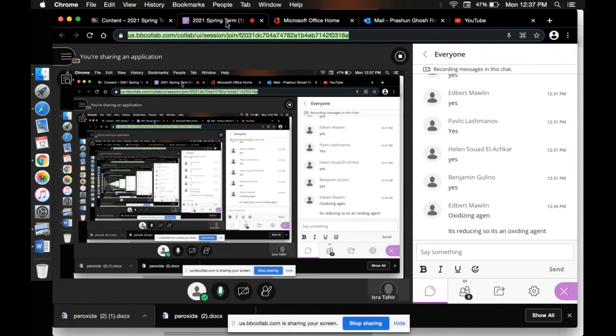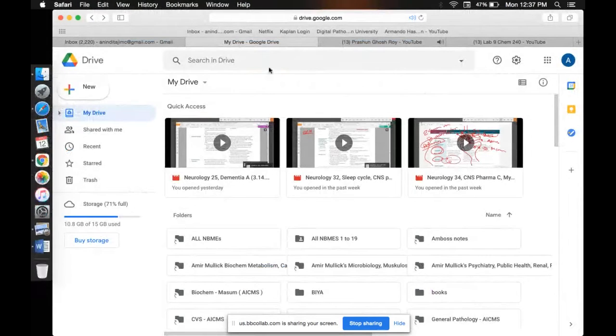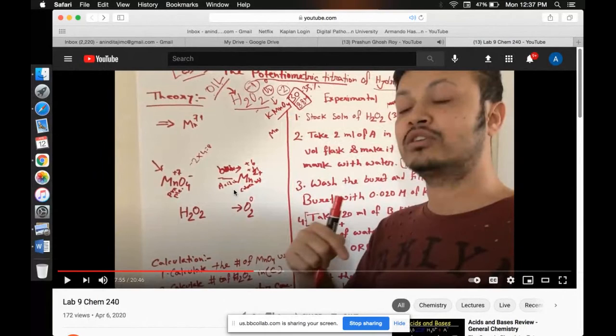Yes, it is reducing itself, so it's an oxidizing agent, and it acts as a very strong oxidizing agent in the acidic medium. When it is converting from +7 to +2, it is acting as a very strong oxidizing agent. But when it is converting from +7 to +6, it is acting as a weak oxidizing agent. You understand? It is still an oxidizing agent, but not as good as in the acidic medium.